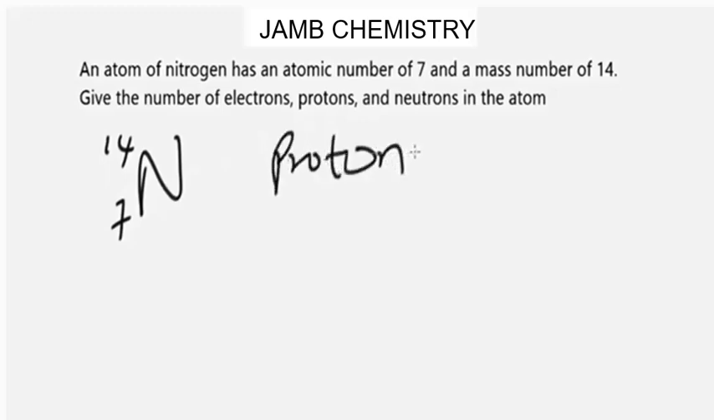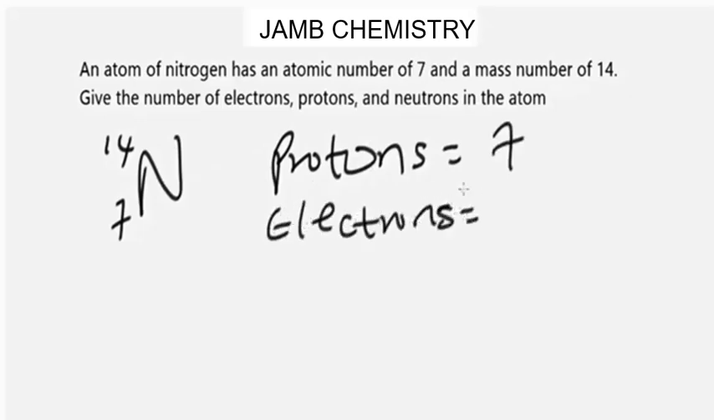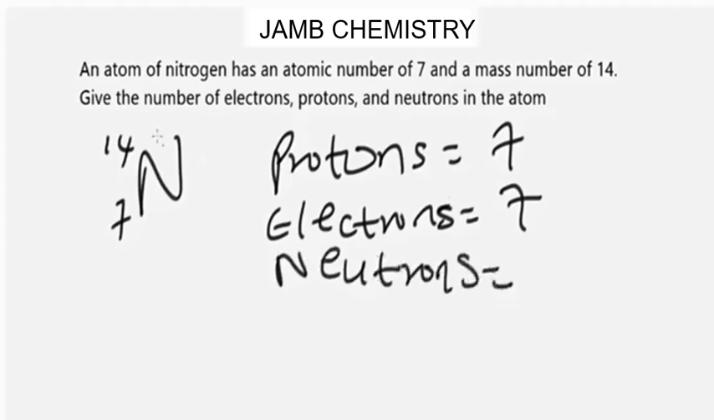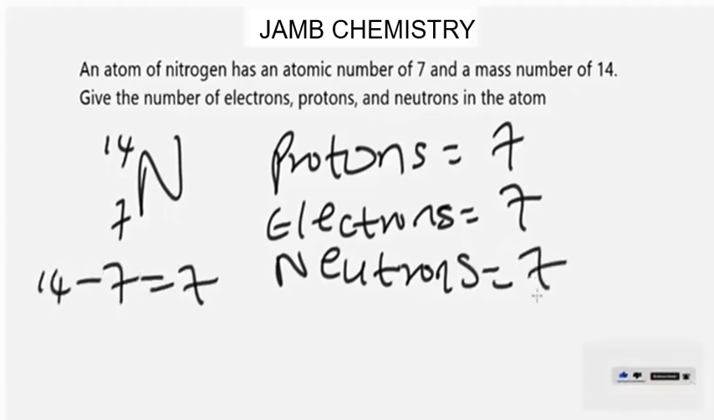The number of protons equals the atomic number, which is 7. The number of electrons will also be 7, because this is a neutral atom. The number of neutrons: subtract the proton number from the mass number, 14 minus 7, which still gives 7. So this is the answer to this question.